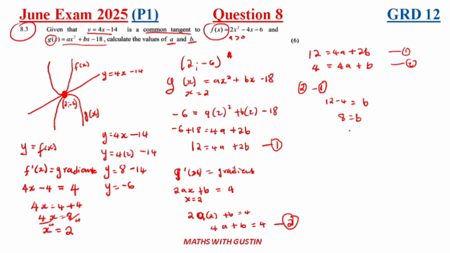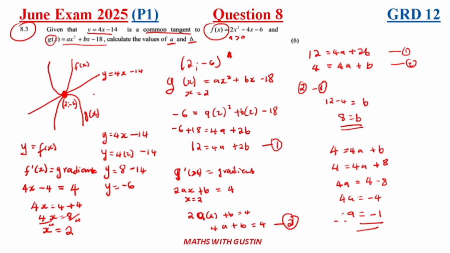Therefore, in order for us to find a, we just have to substitute b back into equation 2 or equation 1, it doesn't matter. Then we should be able to get the answer there. So it's going to be 4 is equal to 4a plus b. We already know that b is equal to 8, plus 8. Then you move 8 to that side. 4a is equal to 4 minus 8, as 8 will change the sign. In this case, you're going to have 4a is equal to negative 4. Therefore, a is equal to 1. Negative 1, I mean to say.